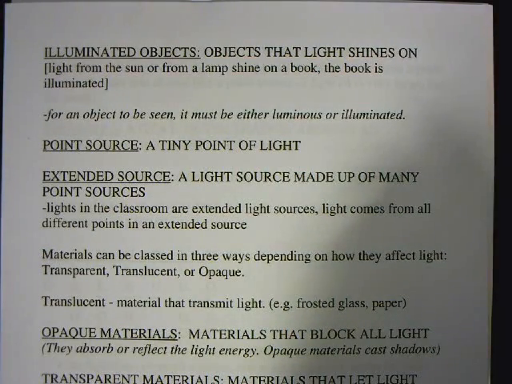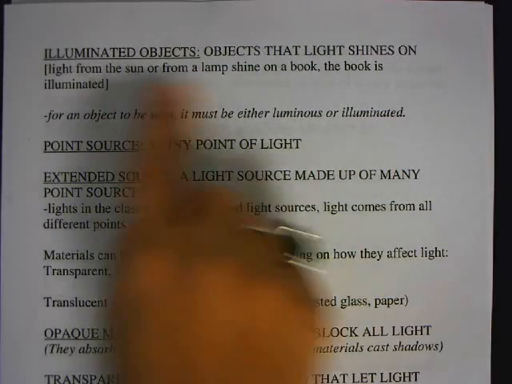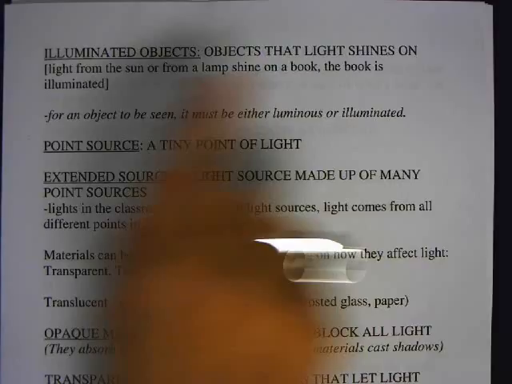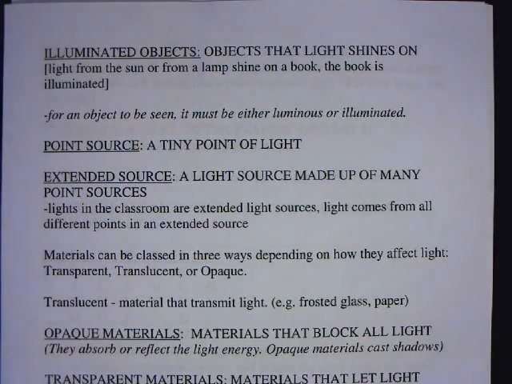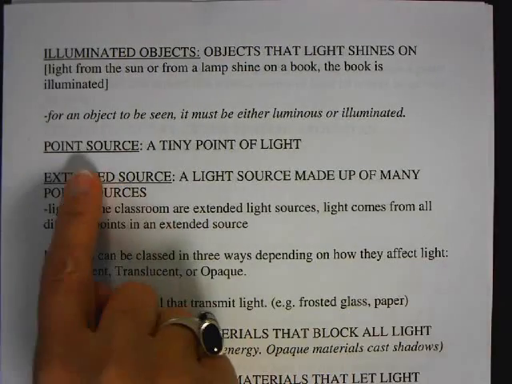An example like this would be the moon. The moon does not give off its own light. So when we look up at night and we look at the moon, the only reason we see the moon is that light from the sun is shining on the moon, and that's what's causing it to be illuminated. So illuminated objects are objects that light shines on. Again, the moon is an example of an illuminated object. It does not give off its own light.